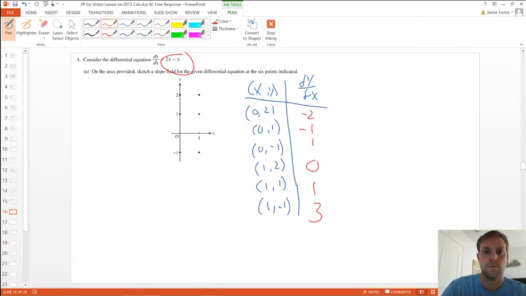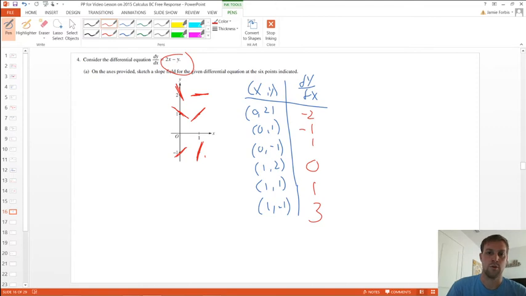All right, so let's start off with (0, 2). Over 0 up 2 is -2, so it kind of looks like that. (0, 1) is -1, so a little flatter. (0, -1) is +1, so a little bit like that. (1, 2) is 0, so we need to have a flat line. (1, 1) is 1. And over 1, -1 is 3, so it needs to be really steep, like that.